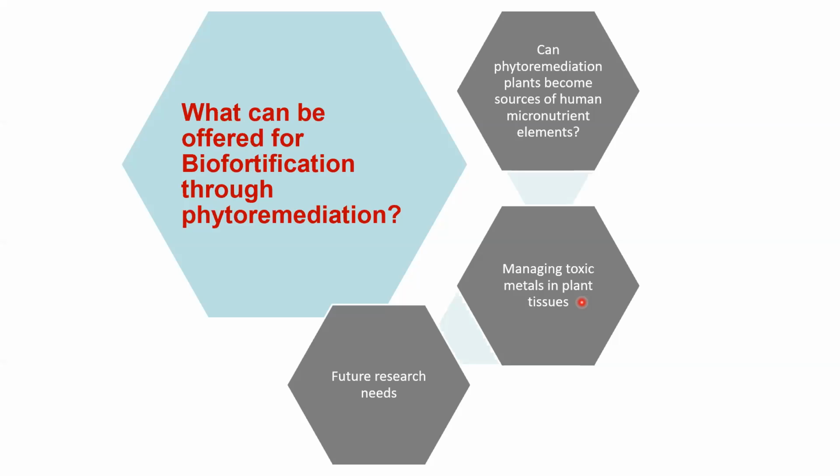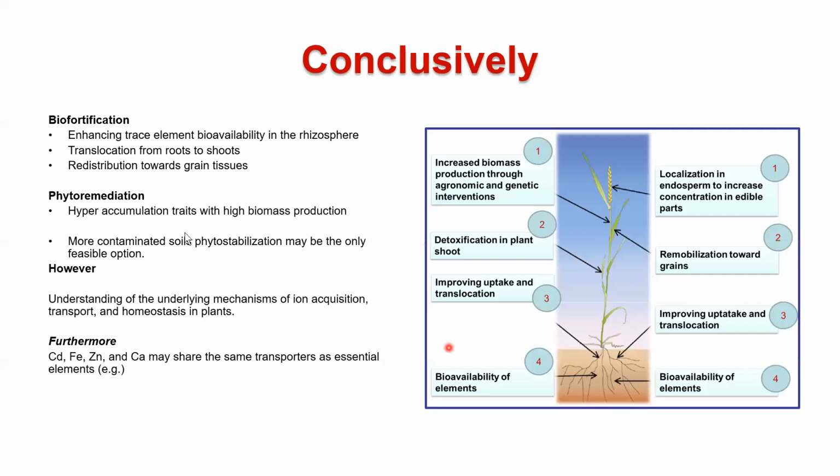Of course, future research is required to further correlate and interrelate phytoremediation and biofortification. So conclusively, this is just a sum up of what we have discussed today. For biofortification: enhancing trace element bioavailability in the rhizosphere, translocation from root to shoot, redistribution towards grain tissue. But in phytoremediation: hyperaccumulation traits with high biomass production, and in more contaminated soils, phytostabilization may be the only feasible option.